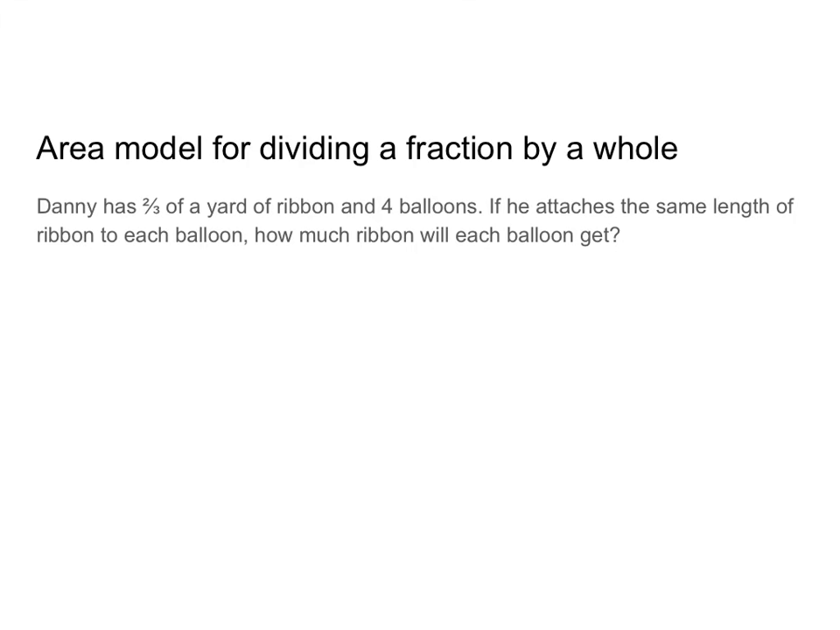So we're going to say that Danny has 2/3 of a yard of ribbon and he has 4 balloons and he wants to attach the ribbon onto the end of the balloons so that he can carry them around happily. And if he attaches the same length of ribbon to each balloon, he wants the strings to be exactly the same length, then how much ribbon or string will each balloon get? So let's think about what we're being asked to do here. What equation are we going to translate this into?